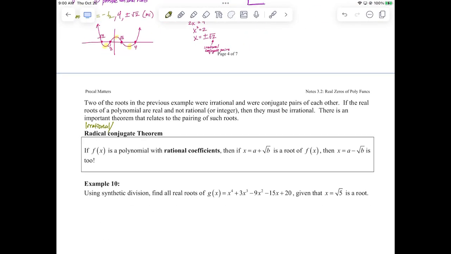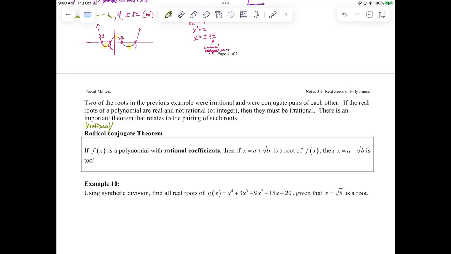If you have a polynomial function that has rational coefficients, that means that the numbers in front of the x's are either fractions or whole numbers, right? Rational coefficients. Then if a plus the square root of b is a root, or zero, of that function, then a minus the square root of b is also.